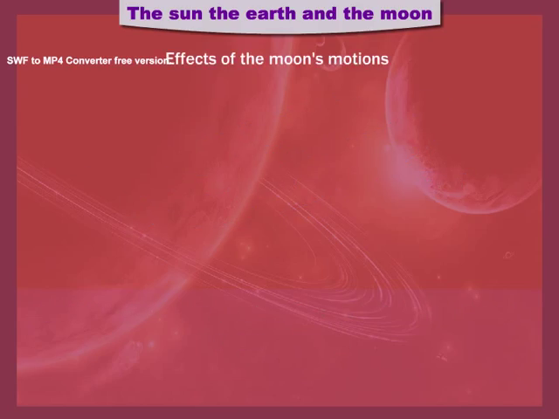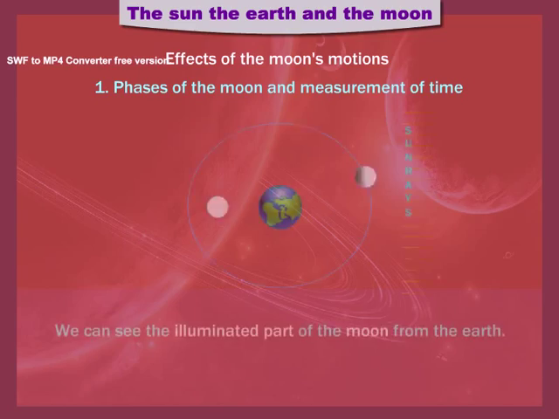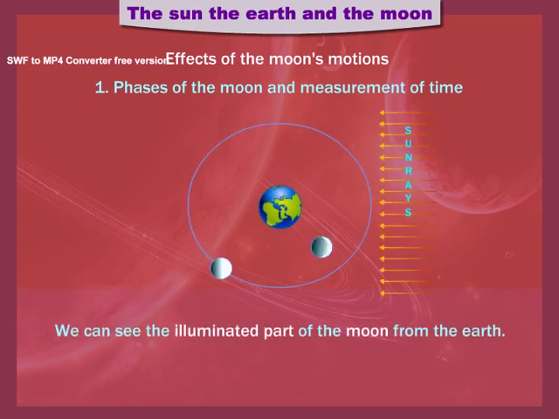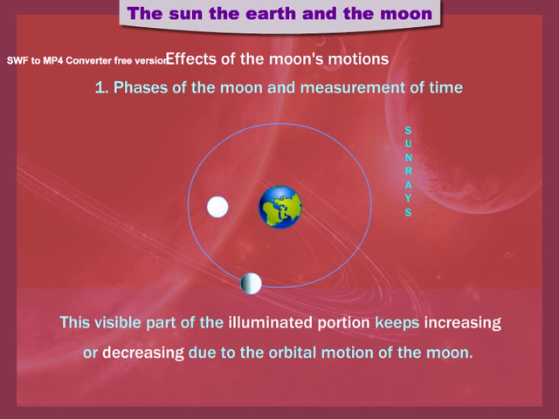Effects of the Moon's motions, phases of the Moon and measurement of time. We can see the illuminated part of the Moon from the Earth. This visible part of the illuminated portion keeps increasing or decreasing due to the orbital motion of the Moon.